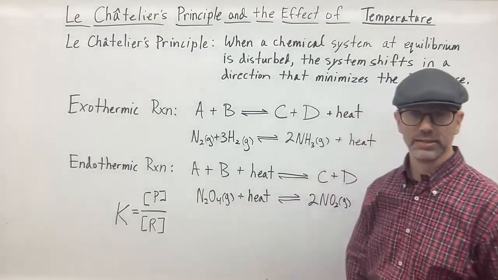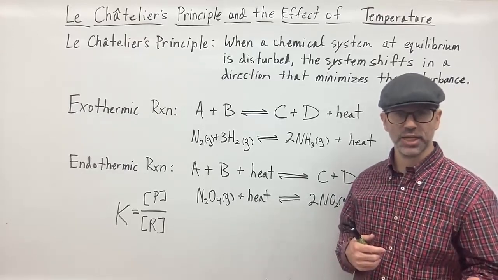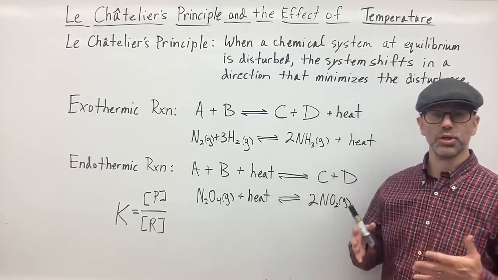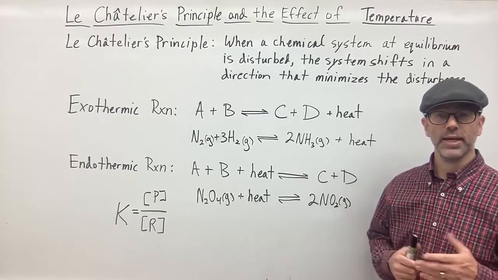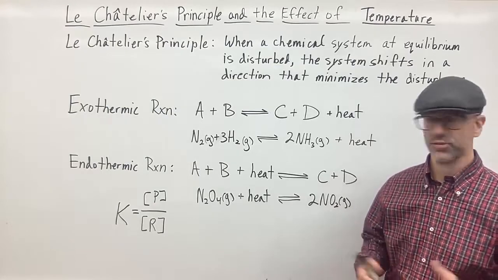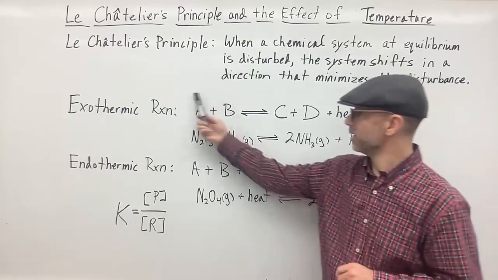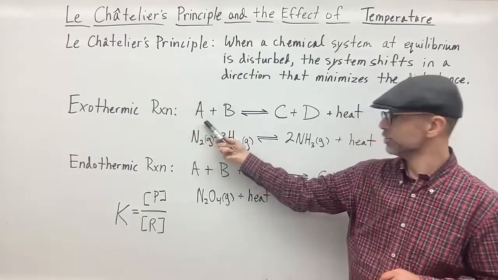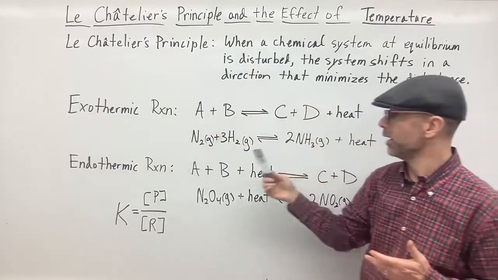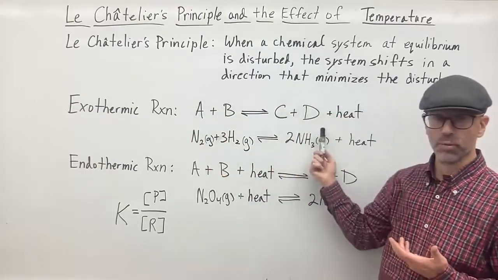And so in previous videos where I was talking about changing the concentration, Le Chatelier's principle says that the system in equilibrium is going to shift in such a way to minimize that disturbance or that change or that stress. So when we're talking about changing concentration, if I add more A to this reaction, then it's going to shift in the direction towards the product. Why? Because it wants to get rid of the A that I added and therefore create more product.